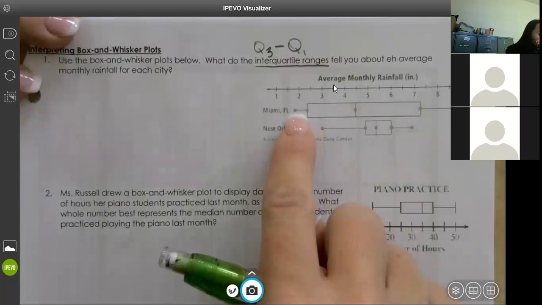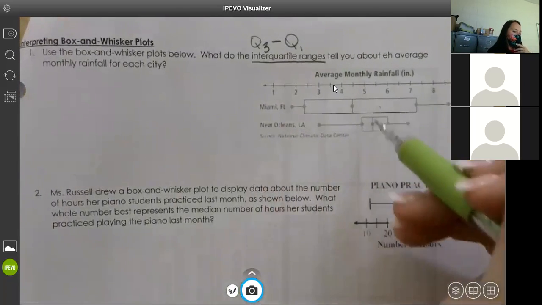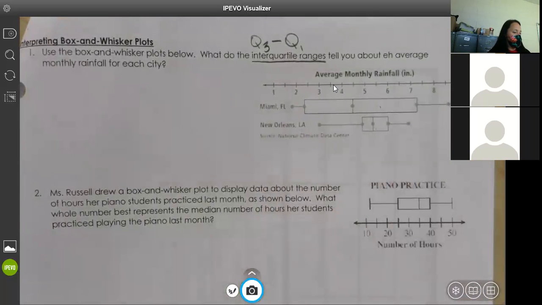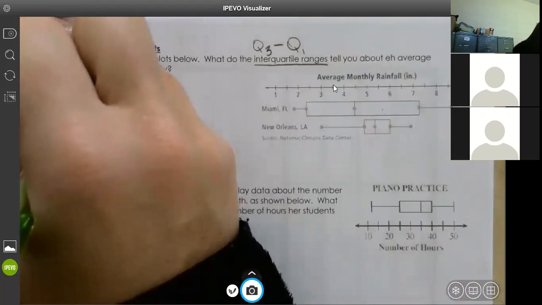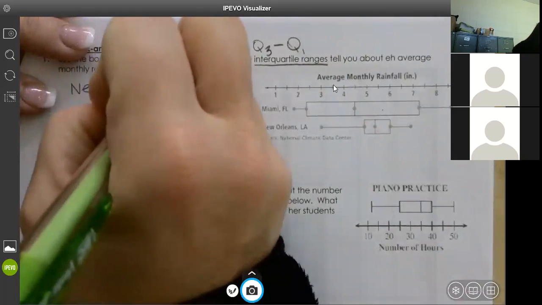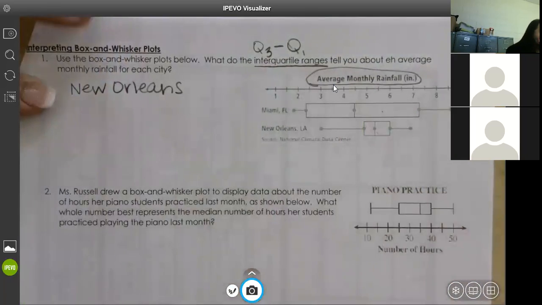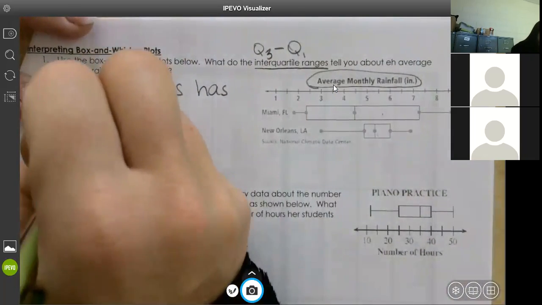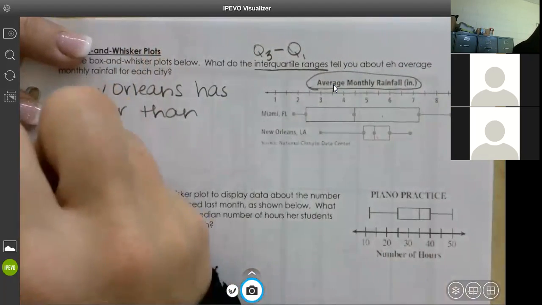The minimum is right around 2, but what about this one? What you want to do is compare them. Compare Miami to New Orleans. What can you say just about the 2 boxes? Okay, what does that mean? What are we talking about? Read this. Yeah. New Orleans has fewer than, or less than, Miami.